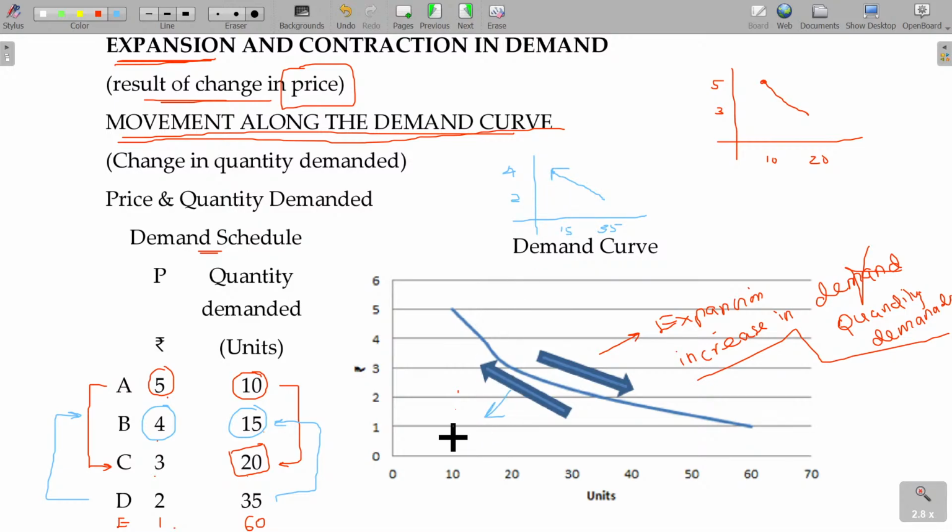This upside arrow represents contraction in demand. Demand is contracted. Contraction in demand. Is that clear? This also is movement along the curve, and this will be named as decrease in quantity demanded. This is called decrease in quantity demanded. Clear?